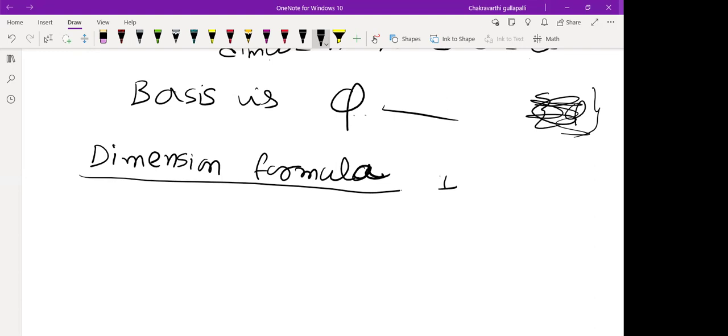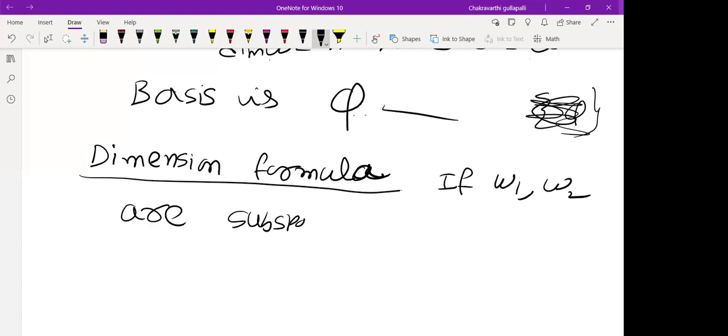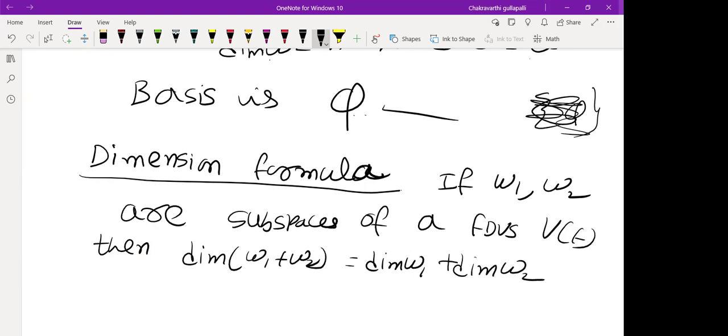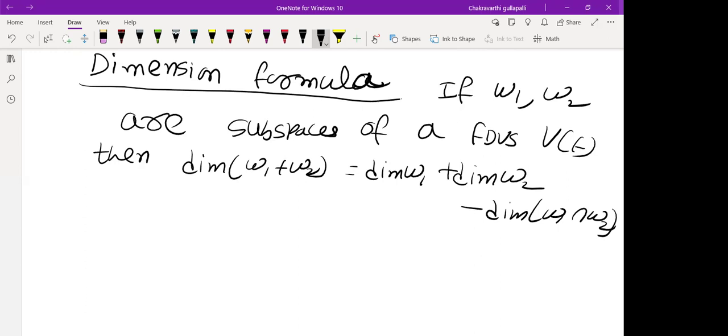What is the dimension formula? If W1, W2 are subspaces of a finite dimensional vector space V, then dimension of W1 plus W2 is equal to dimension of W1 plus dimension of W2 minus dimension of W1 intersection W2. The dimension formula is very important.